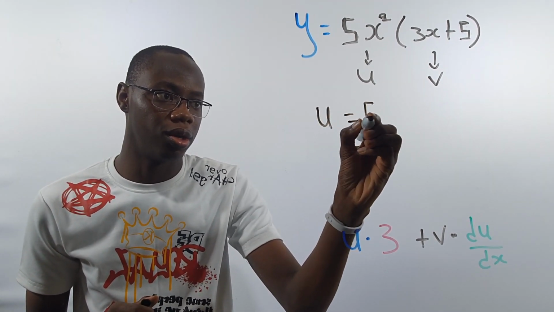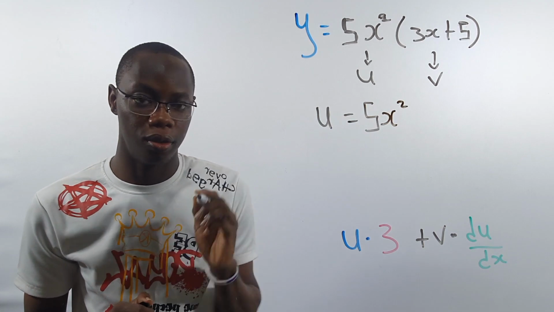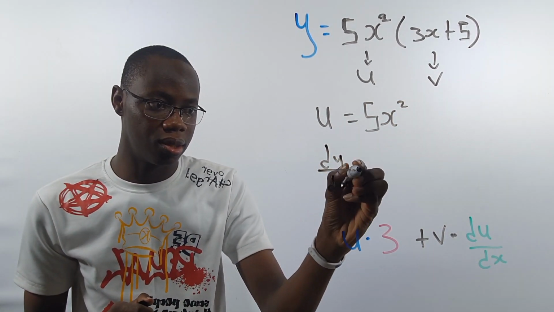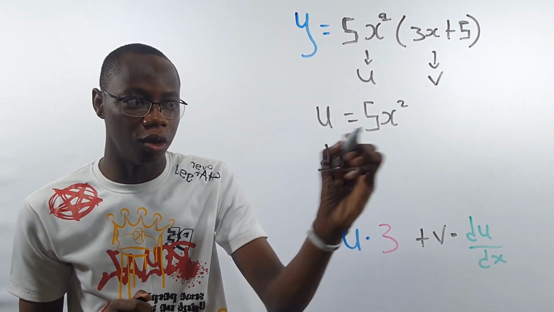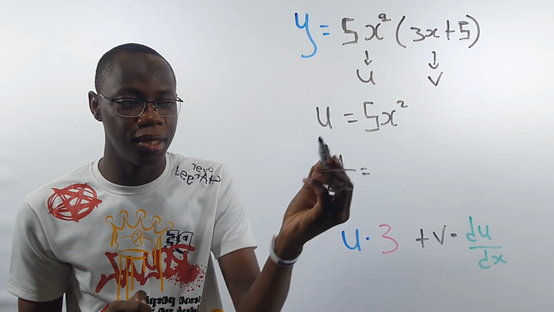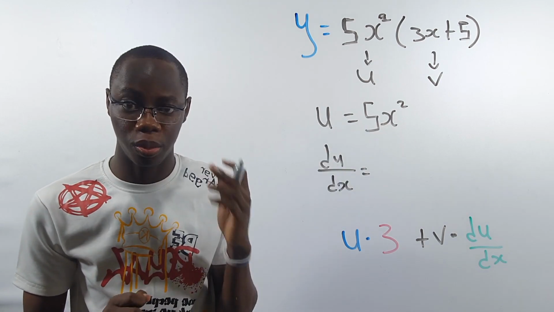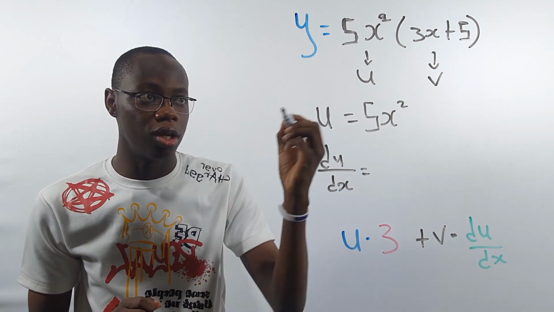u is equal to 5x squared, right? Now, what is du over dx? That means we want to find the derivative of this function, meaning we want to find the derivative of u with respect to x. We talked about this in the previous video.